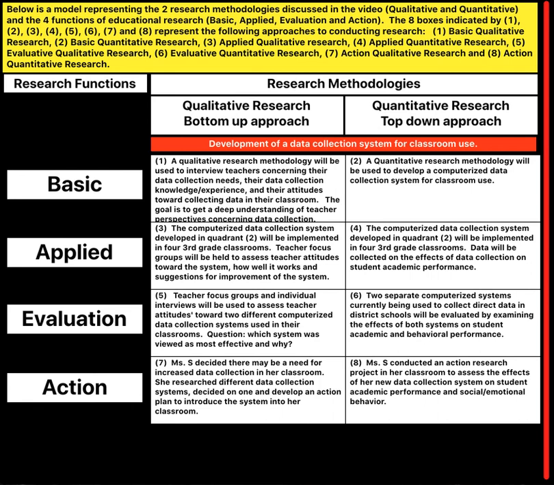Now, you can see box number 1 is basic research using a qualitative research methodology. Box number 2 is basic research using a quantitative research methodology. Box 3, applied research using qualitative research methodology. 4 is applied research with a quantitative research methodology approach. Box 5 is evaluative qualitative research methodology. Box 6, evaluative quantitative research methodology. Box 7, action research and qualitative research methodology. And box 8 is action research and quantitative research methodology.